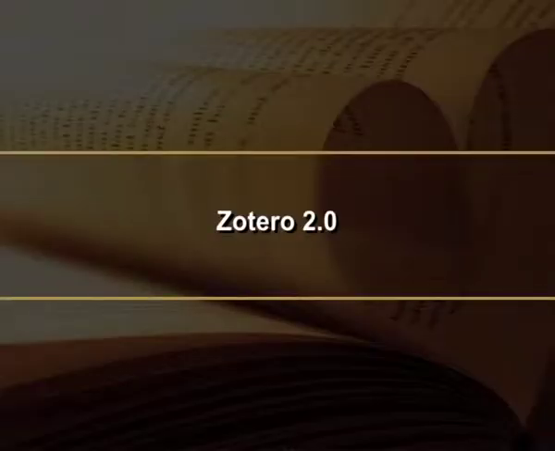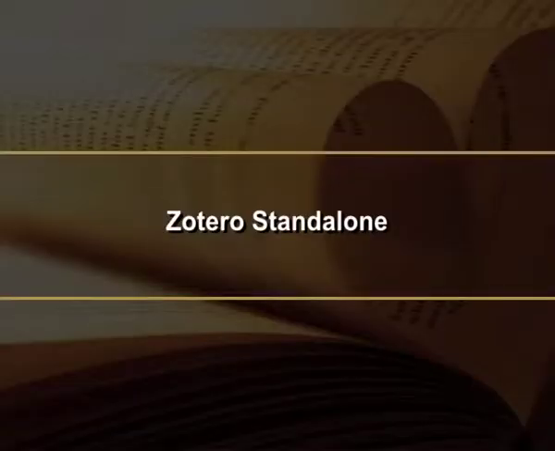Zotero 2.1, released in March 2011, adds CSL 1.0 support, Firefox 4 compatibility, the minimum is Firefox 3.6, and Zotero Commons, through which material can be uploaded to the Internet Archive. Zotero Standalone, first released in January 2011, allows Zotero to be run as an independent program outside Firefox using XULRunner.